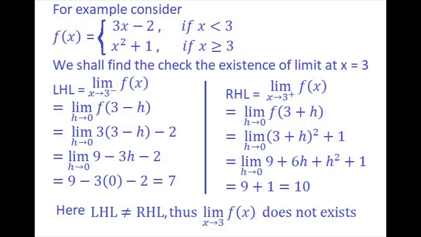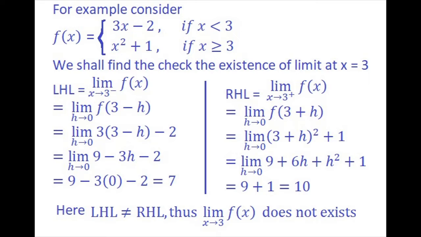When you have to find f of 3 minus h, you have to substitute in 3x minus 2, because this is where x is less than 3. 3 minus h is obviously less than 3, so we have to substitute 3 minus h in 3x minus 2. So this is going to be 3 times (3 minus h) minus 2. Simplifying and putting h as 0, we get 7.